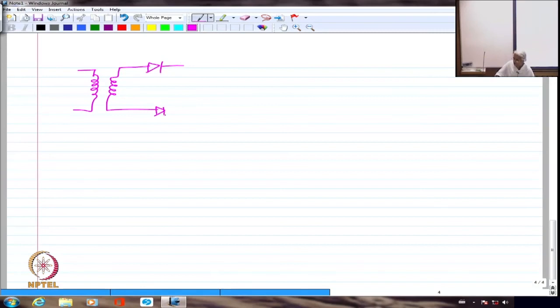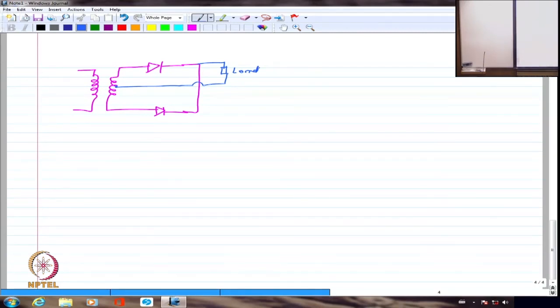I would connect them together, and from the center tap I would connect it to the load. This kind of rectifier we call a center tapped rectifier. I don't know whether you have come across this. So this is a center tapped rectifier.